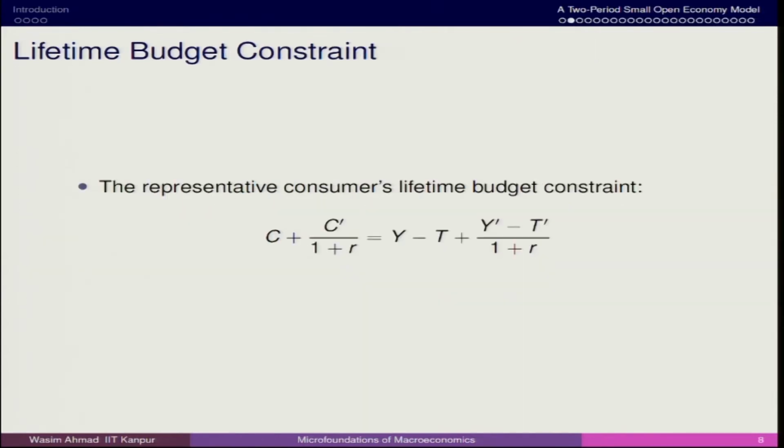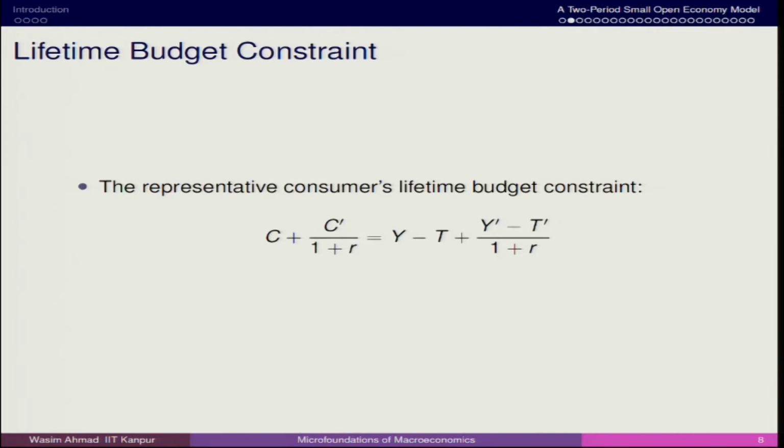Now, we have the representative consumer, and I think we have already done this part, so let us not spend time here. This is the lifetime budget constraint of the representative consumer who lives for 2 periods, period 1 and period 2. Period 1 consumption is denoted by C and period 2 by C prime, or C dash. Here you have the present value of the future consumption. This is the expenditure, the consumption, and this is the income. The representative consumer is also supposed to pay tax.